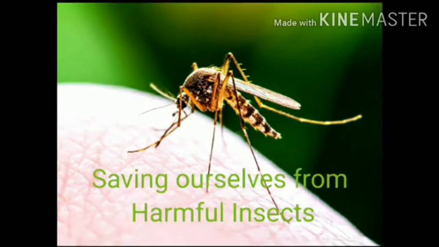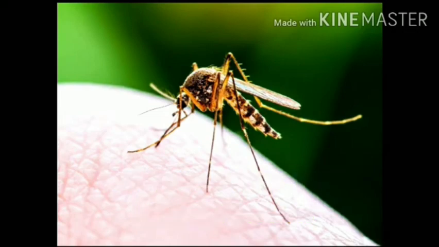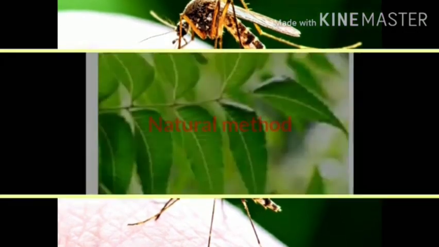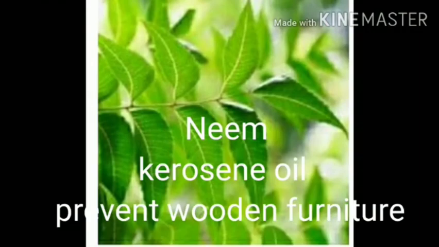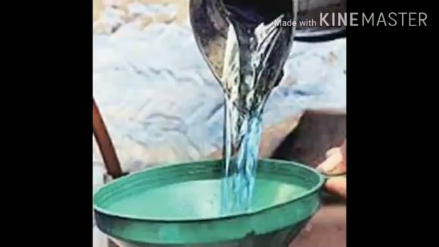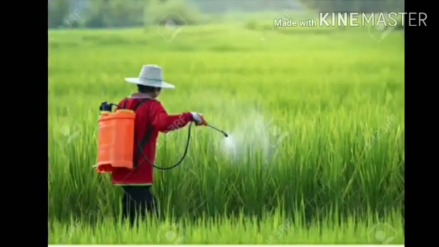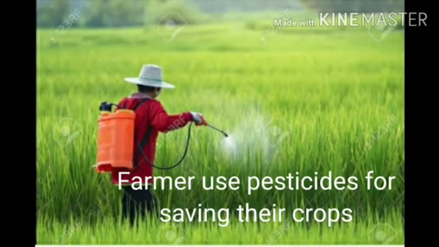We can save ourselves from harmful insects by using natural methods or by using chemicals called insecticides. We often keep dried neem leaves in cloth or apply neem or kerosene oil on wooden furniture. This helps to save them from harmful insects. Farmers use pesticides for saving their crops.